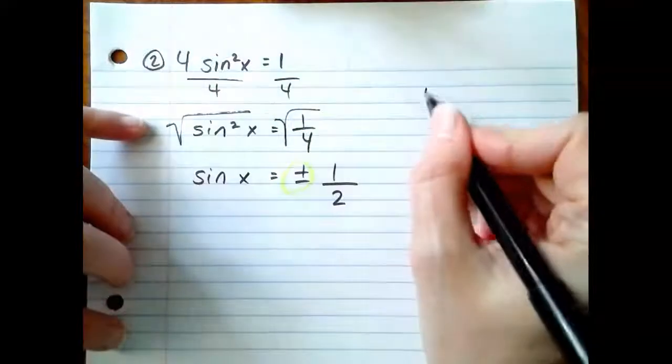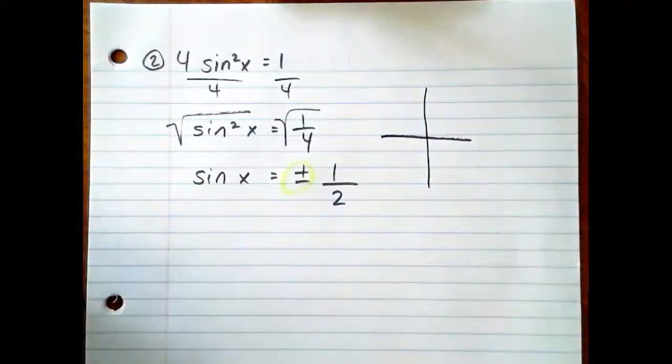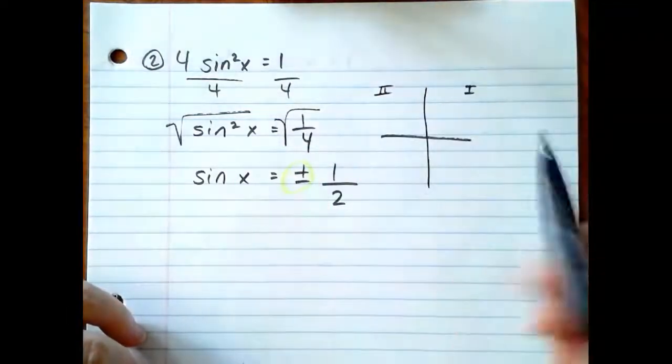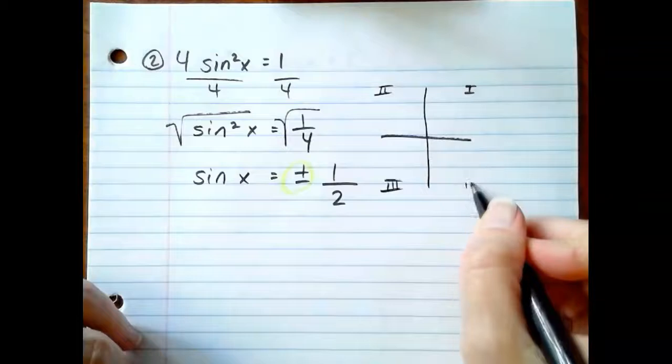So let's draw a quick diagram here to help us figure this out. Where is the sine positive? The sine is positive in 1 and 2. And where is the sine negative? It's negative in 3 and 4.